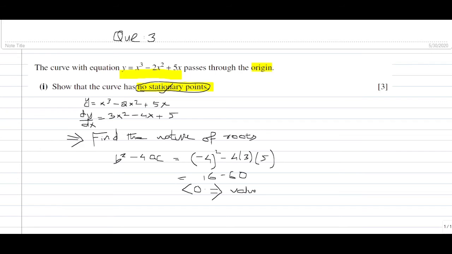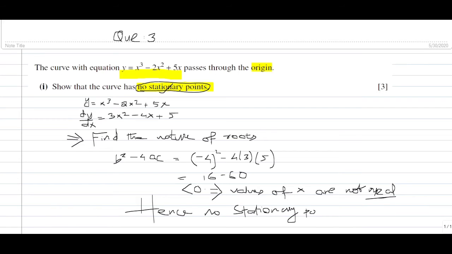Recall, if b squared minus 4ac is less than 0, it has imaginary roots. That means the roots are not real, so we don't get any real value for x. So the curve has no real stationary points. Hence, we can conclude that it has no stationary points.